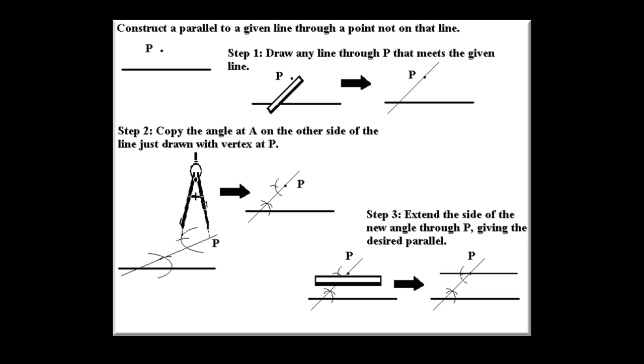Remember, there's more than one way to do many of these constructions. This is a completely different approach to constructing a parallel to a line through a point not on the line. And what this construction relies on is copying an angle. It really doesn't matter which of the methods you would use to construct a parallel line through a point. What is important is whatever construction you do choose to use, you have to tell the story of your construction through the arcs that you create in your construction.